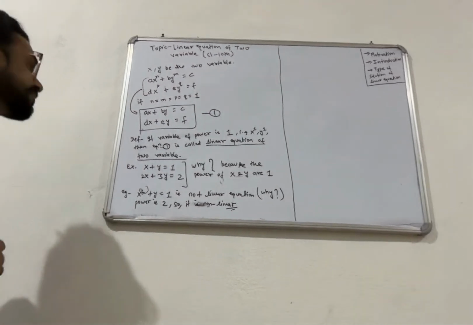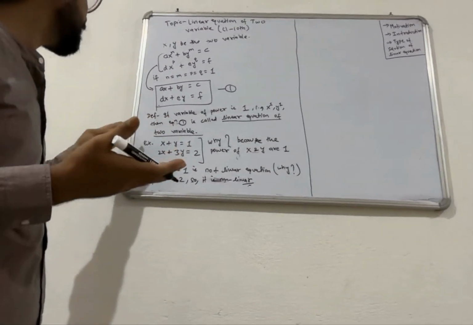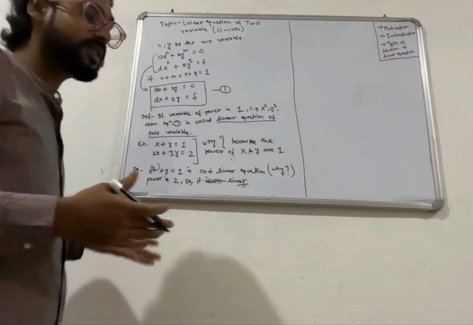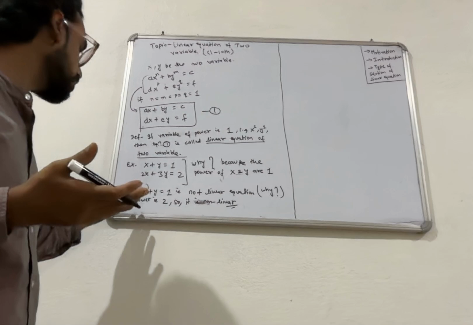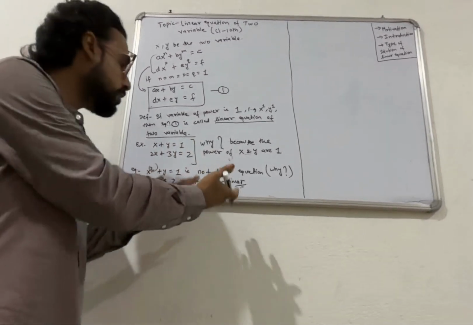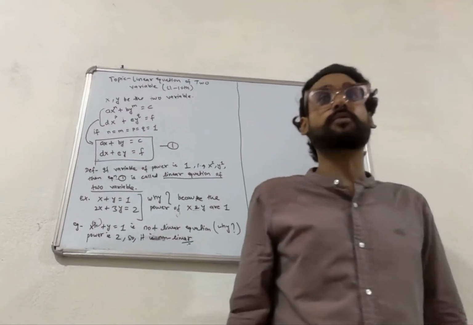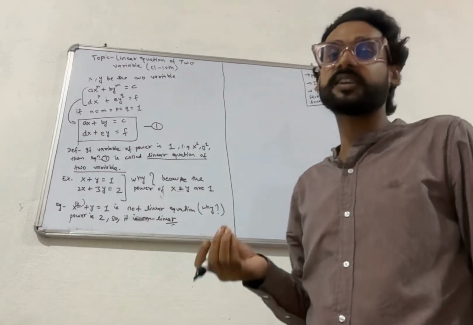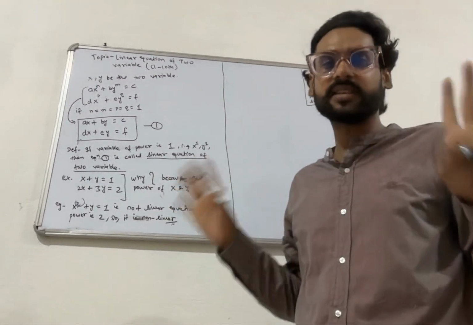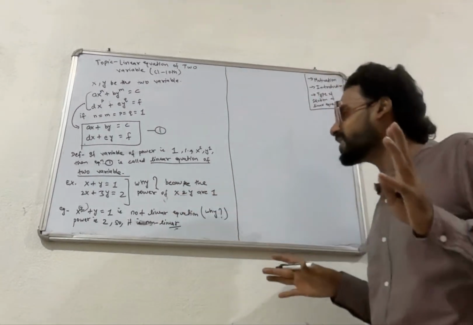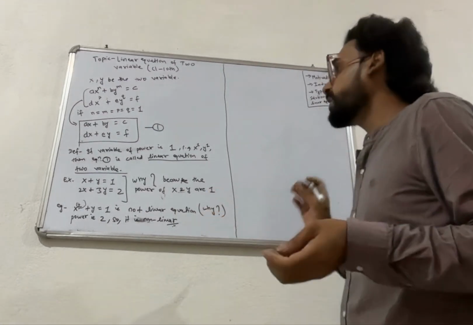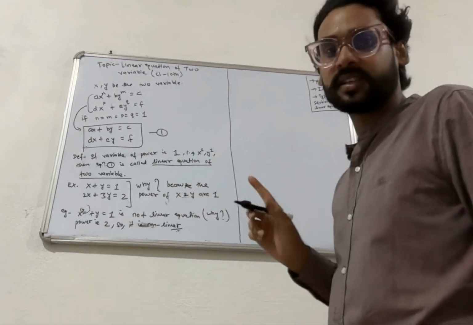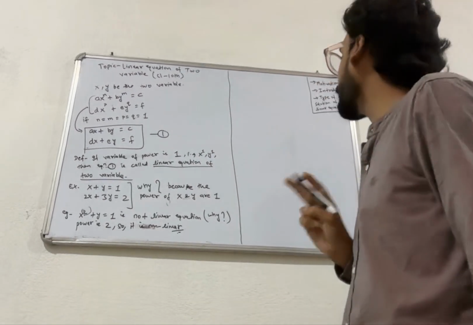Okay. So we saw the definition part, we saw the introduction part, and also we saw how an example looks, and how a non-linear equation of two variable looks. When we study the linear equation of two variable, everywhere in the mathematics textbook, we see that when the power of the variable is 1, then we can say that it is a linear equation.